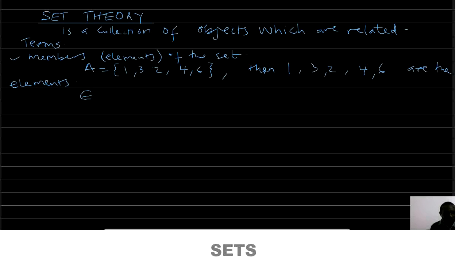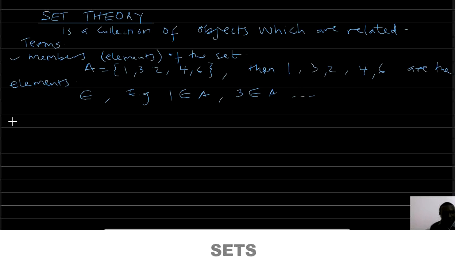The symbol here shows that 1 is an element. This symbol can be used to mean element. So here someone can say 1 is an element of set A, so that 1 is here. Someone can say 3 is an element of set A, and so on.